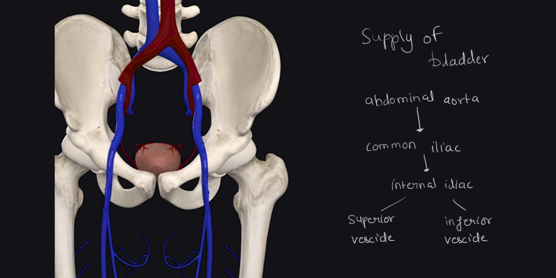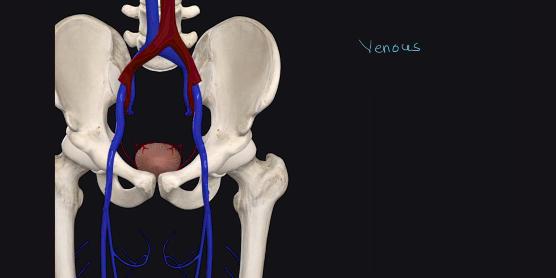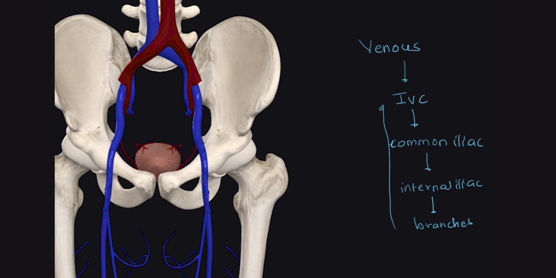So the next thing that we can see is the venous supply. The venous drainage is carried out by the inferior vena cava, and the branch that drains here is the common iliac, and the internal iliac drains into the common iliac, and then we have the branches of the common iliac that drain the bladder. So it's like going up. Basically the branches take blood from the bladder. They supply the blood to the internal iliac. Then the blood goes to the common iliac, IVC, and then into the heart.